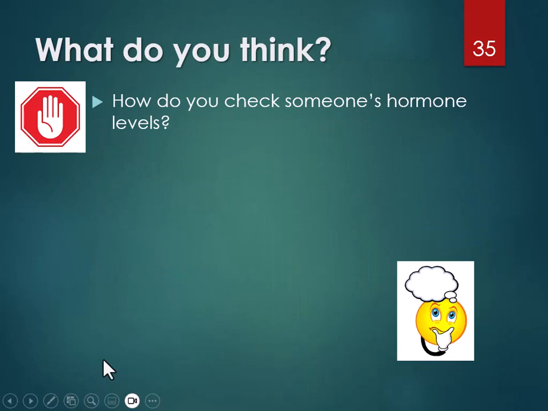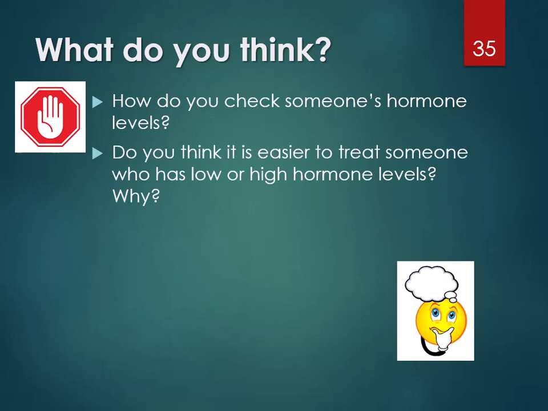So how do you check someone's hormone levels? Always, always, always hormones should be found in the blood. So take blood and measure it from there. Do you think it is easier to treat someone who has low or high hormone levels? Hopefully you remember it's easier to treat when it's low because you can give them the hormone. If it's a protein hormone, the hormone has to be injected because your body thinks it's a protein and will chew it up like any other protein.